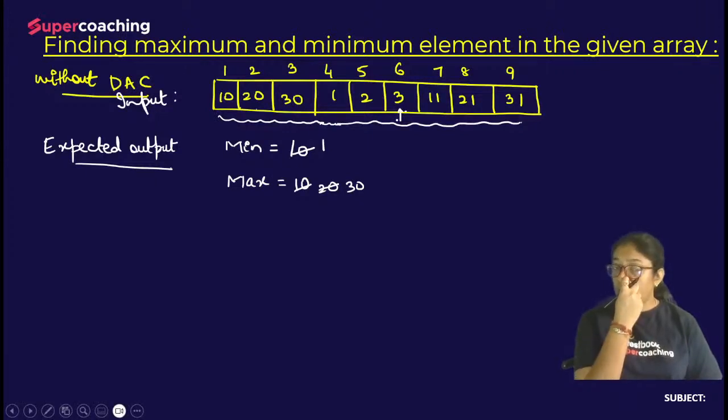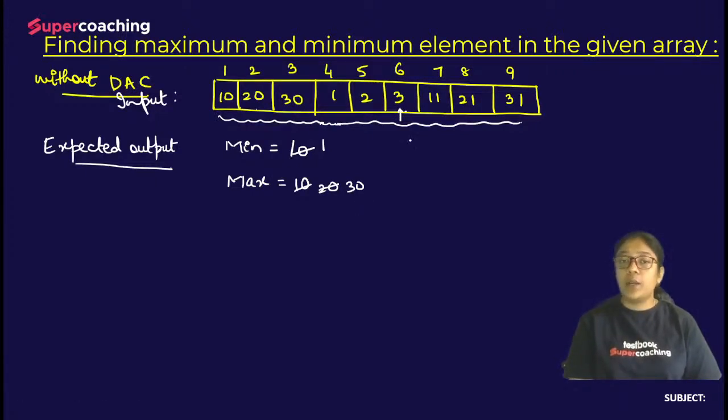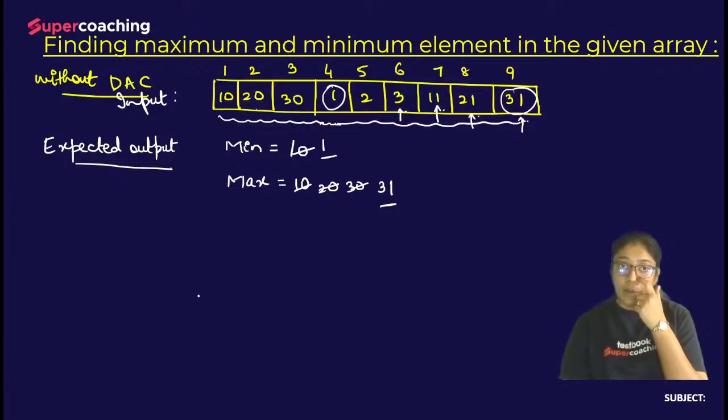3 is smaller than minimum element? No. 3 is greater than maximum element? No. Take the next element. 11 is smaller than minimum? Greater than maximum? No. 21 is smaller than minimum? Maximum से greater है? No. Take the next element. 31. 31 is smaller than minimum element? No. 31 is greater than maximum element? Yes. 31 is greater than 30. So finally, it is returning the answer. This is without DAC. So expected output क्या थी आपके पास? Minimum element is 1 and maximum element is 31. So we are getting the minimum and the maximum element.